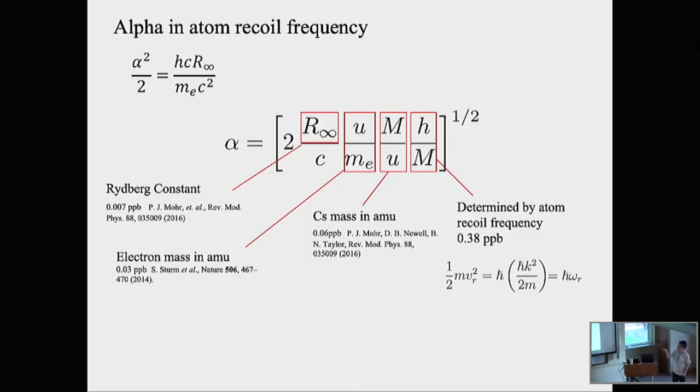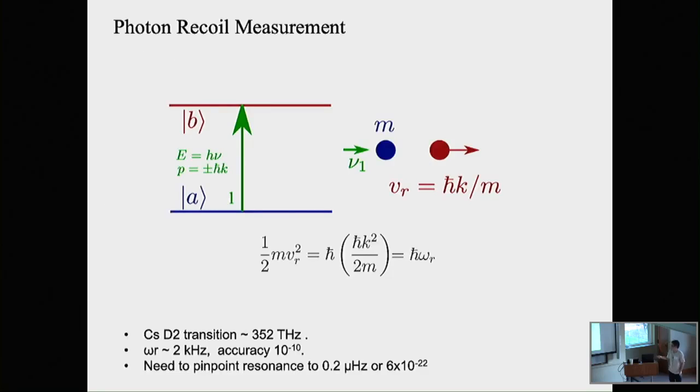Yeah, so how do we use an atom interferometer to measure h over m? Let's imagine a scenario where we have an atom, and then we apply a resonant photon to interact with the atom. The atom will absorb the photon and get a small velocity. That's a recoil velocity. There's a kinetic energy associated with this recoil velocity, that's 1/2 m v_r squared, and we can define a recoil frequency with respect to this energy, h bar omega_r. That's the recoil frequency.